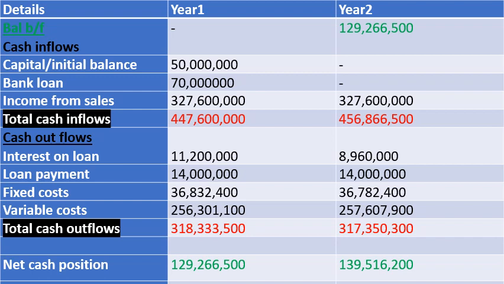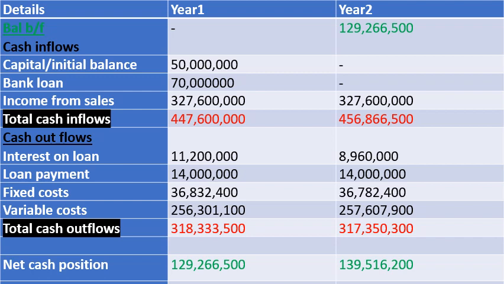I think in these first 2 years you can see it's reducing. In the first year we paid a lot, 11,200,000. Second year 8,960,000. So as the years go by, it will keep on reducing. That's what we call the diminishing balance method or reducing balance method.